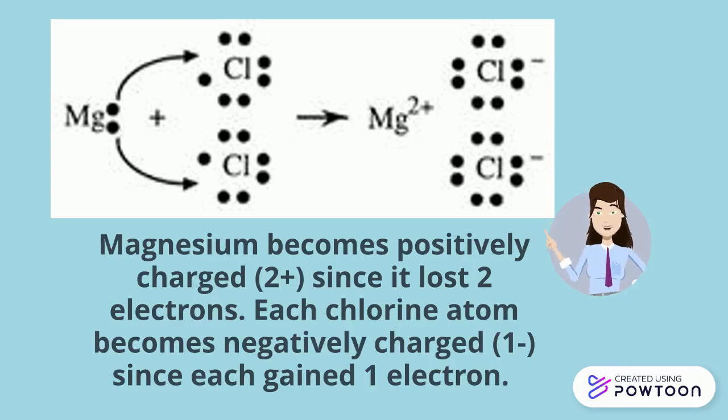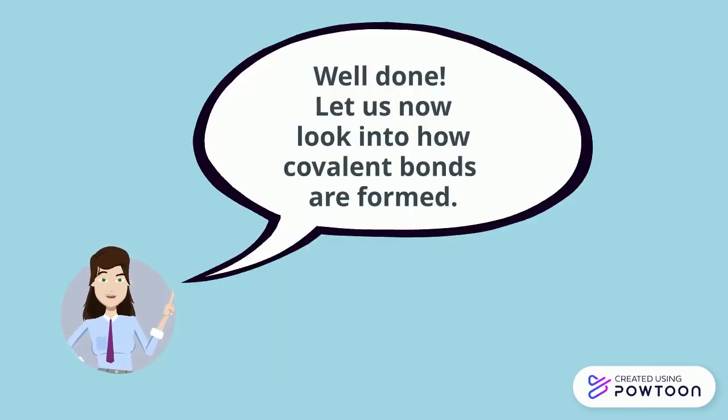In the ionic bond formation of magnesium chloride, magnesium becomes positively charged since it lost 2 electrons. Each chlorine atom becomes negatively charged since each gained 1 electron. Well done! Let us now look into how covalent bonds are formed.